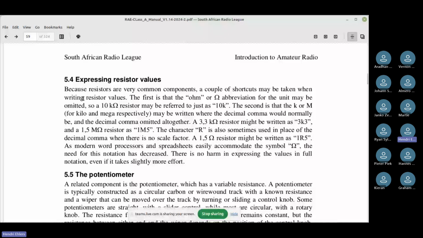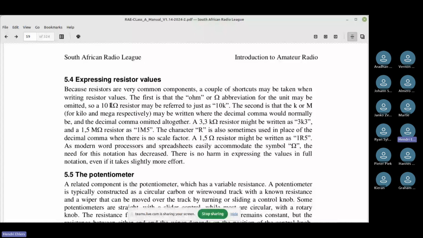Right. So this is how you write. Resistance is measured in ohms, and the symbol used for it is the omega sign. So you would write 10 ohms as 10 with the omega sign. The K here is 1,000.